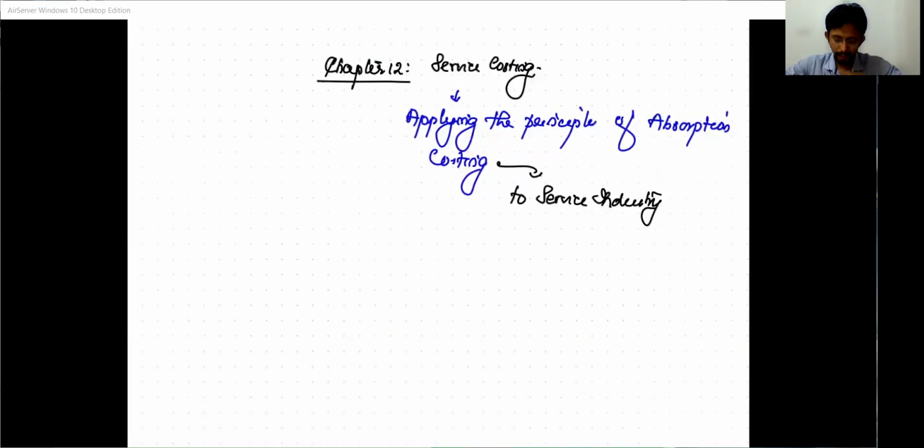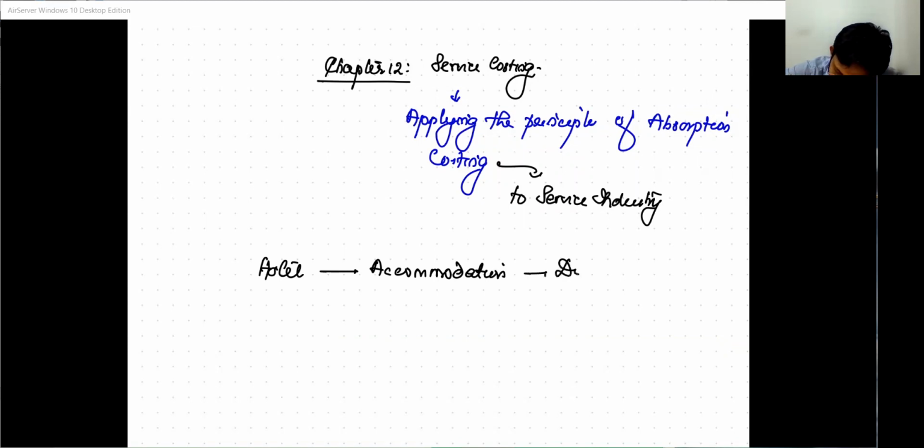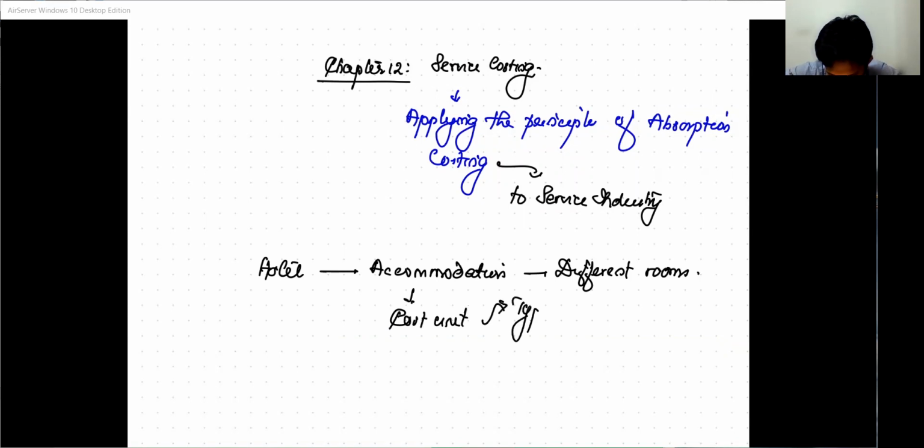So I'm repeating. When you take a hotel, one of the services that is provided by the hotel is accommodation. Accommodation will be provided in different types of rooms. So when you express the cost unit, there will be two parameters. One is type of room as well as the number of days.